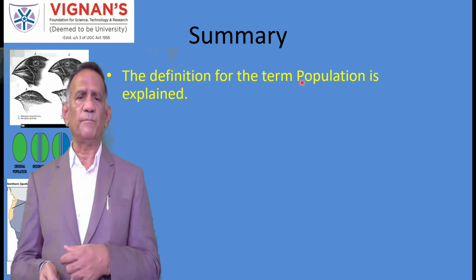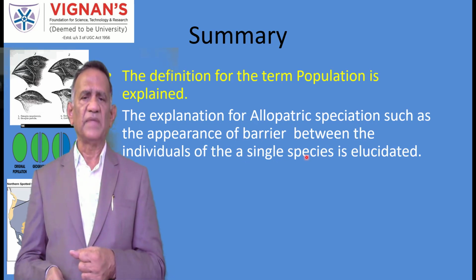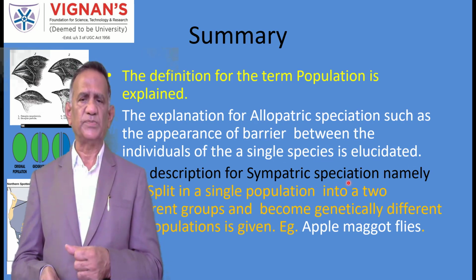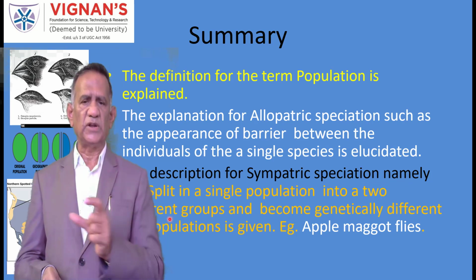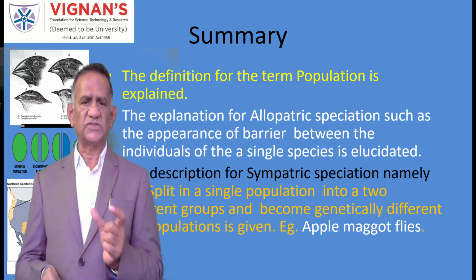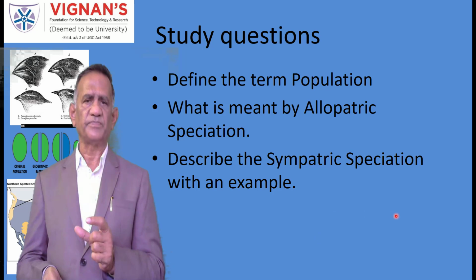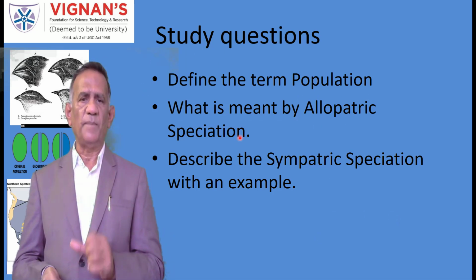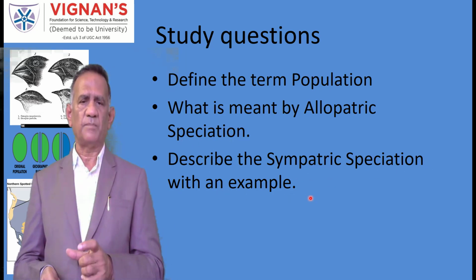Now let us see. The definition for the term population is explained. The explanation for allopatric speciation, such as the appearance of a barrier between the individuals of a single species, is elucidated. The description for sympatric speciation, namely the split of a single population into two different groups that become genetically different subpopulations, is given. A good example has come, that's apple maggot flies. Study questions: define the term population. What is meant by allopatric speciation? Describe sympatric speciation with an example.